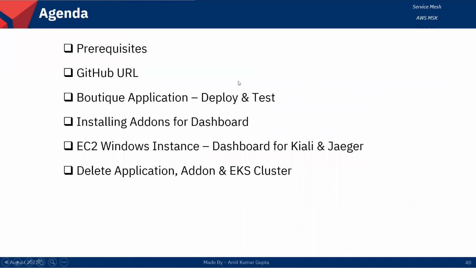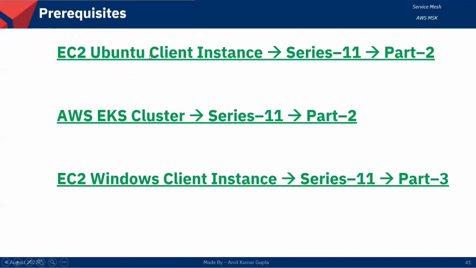So the agenda for this discussion is the prerequisites required for that. Prerequisite means we will use the EC2 Ubuntu client instance which we created earlier in part 2, and the same EKS cluster which I already created in part 2. Please take those things from part 2.